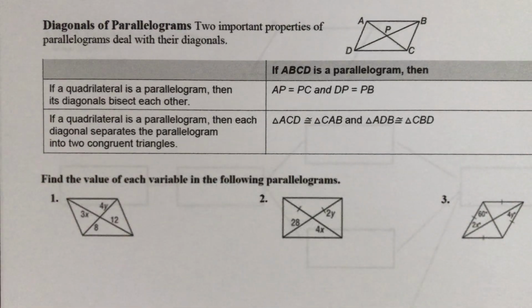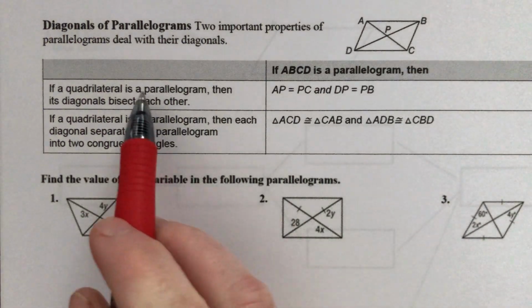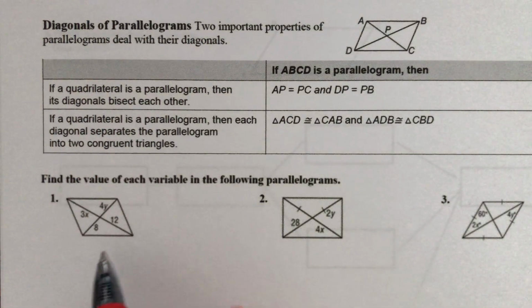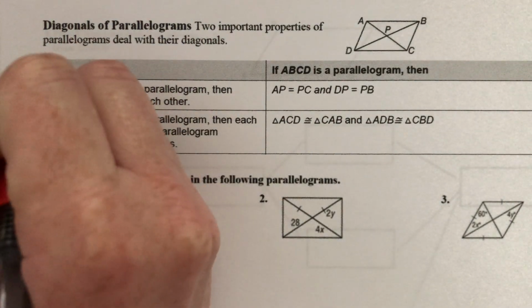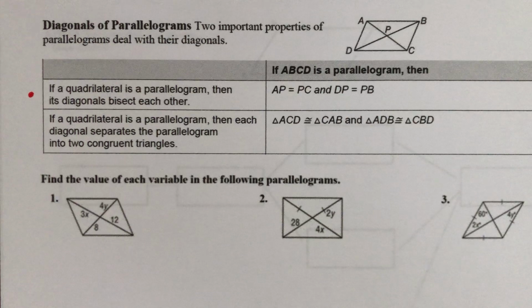Okay, this is part 2 of lesson 6.2, all about parallelograms. We just went over 4 rules of parallelograms, and now we are adding 2 more. These have to do with the diagonals. The first one says if a quadrilateral is a parallelogram, then its diagonals bisect each other, which means they intersect at each other's midpoints. They cut each other in half, basically.